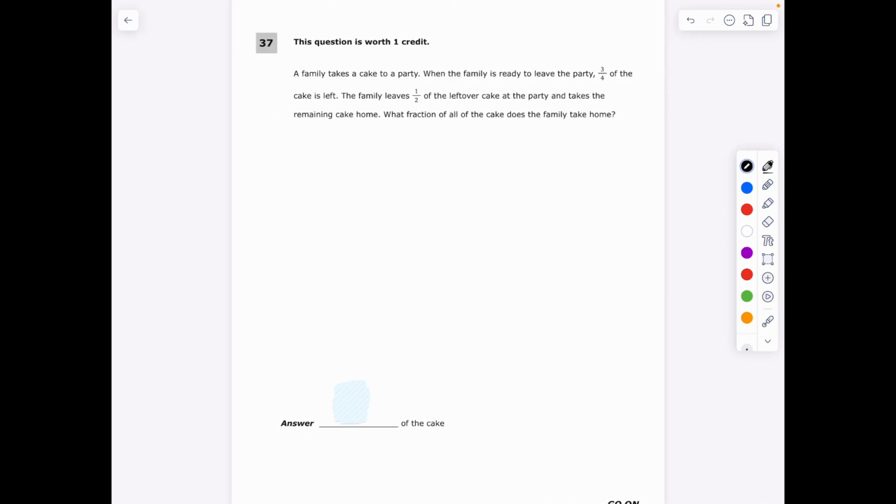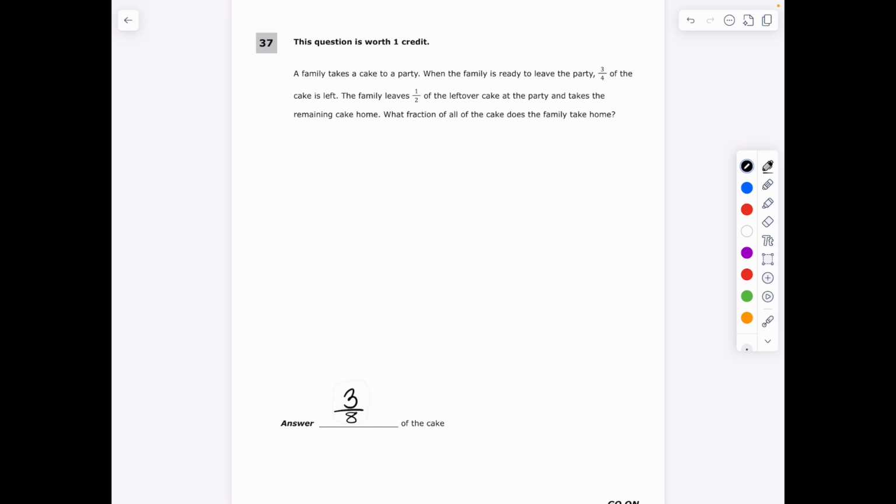Here's our next 1-point problem. A family takes a cake to a party. When the family is ready to leave the party, 3/4 of the cake is left. The family leaves half of the leftover cake at the party and takes the remaining cake home. What fraction of the cake did the family take home? So the final answer for this is 3/8.